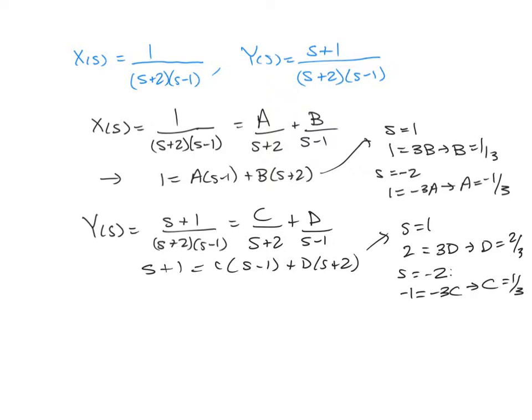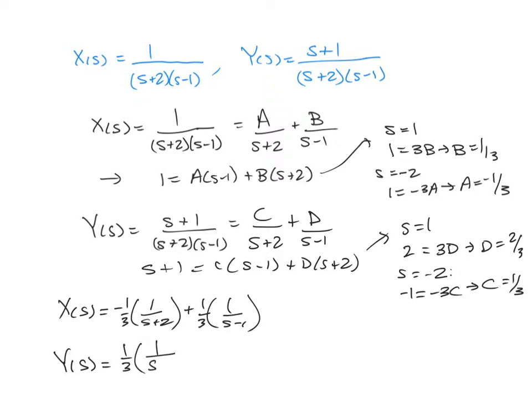So we now have the values of A and B and C and D. Capital X(s) is equal to negative 1/3 times 1 over (s plus 2), plus the B number, which was positive 1/3 times 1 over (s minus 1), and big Y(s) is equal to C, which was 1/3 times 1 over (s plus 2), plus the D, which was 2/3, times 1 over (s minus 1). And now we can go through and take inverses for each one of these.